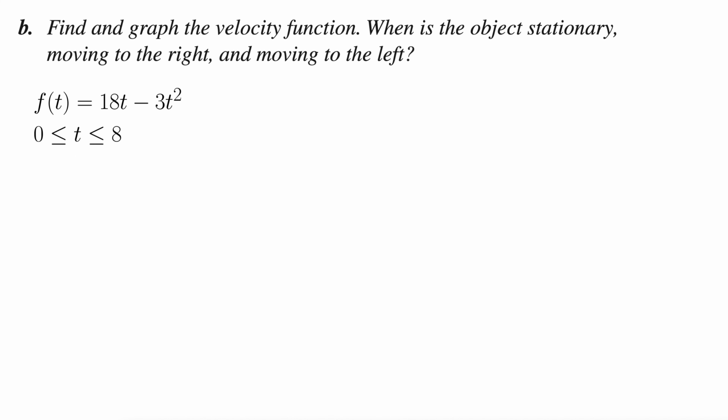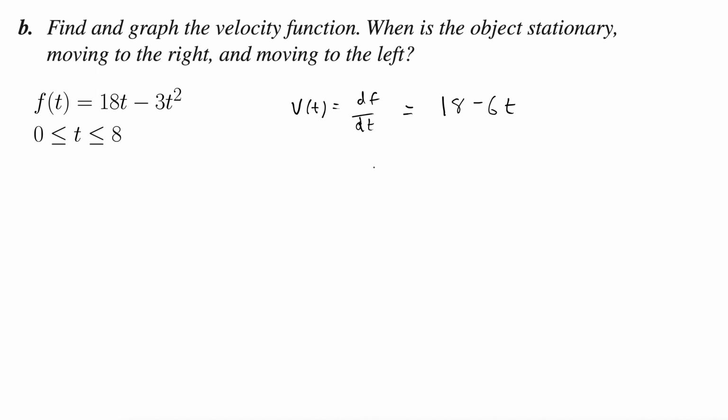In part B, we're asked to find and graph the velocity function, and then we want to answer when the object is stationary and moving to the right and moving to the left. And as a reminder, we're given the original function f of t equals 18t minus 3t squared, and we're interested in the time interval between 0 and 8 seconds. Well, velocity is the derivative of position, so we can essentially just say velocity as a function of time will be df dt. Okay, and f of t, of course, is given here, so that's a pretty quick derivative, 18 minus 6t.